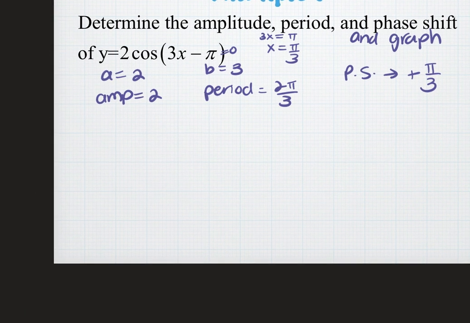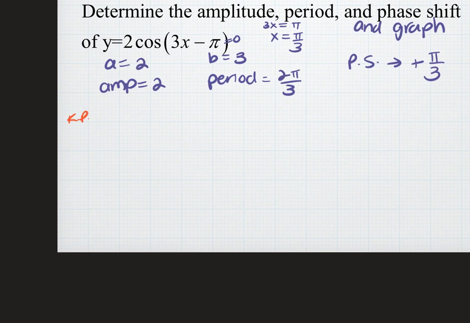Now I'm going to find my key points. So I'm going to just do it vertically on the side. You could do it either way. But I'm going to start at 0. And the last one is the period, which is 2 pi over 3. And then I take the 2 pi over 3 and multiply it times a fourth, 2 pi over 3 times a half, and 2 pi over 3 times 3/4.